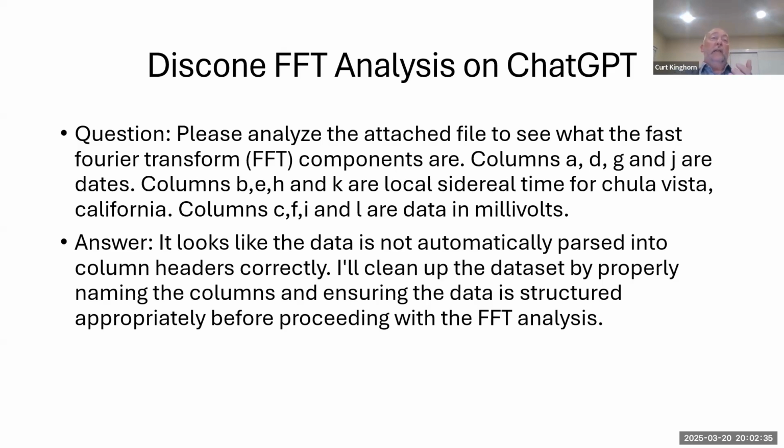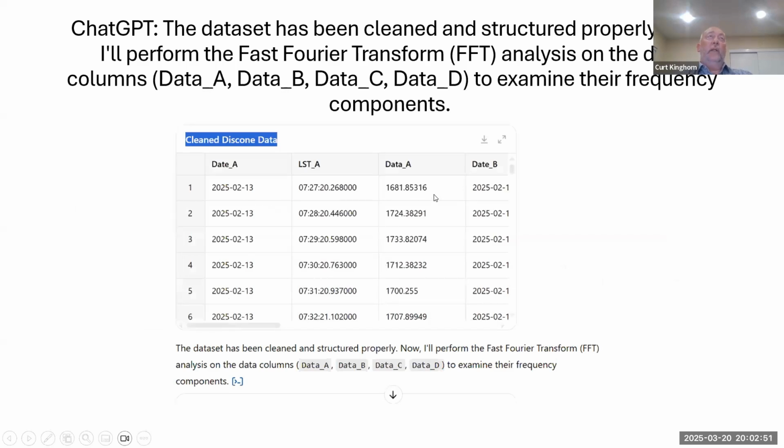It came back with, it doesn't look like the data is automatically parsed into the column headings correctly. So in other words, it didn't like the way I put the data in. It wasn't the data itself, but how I presented it. So it said, I'll clean it up, and here's what it came back with. It cleaned up, so basically it just put the date and the local sidereal time, and then here's the data for them.